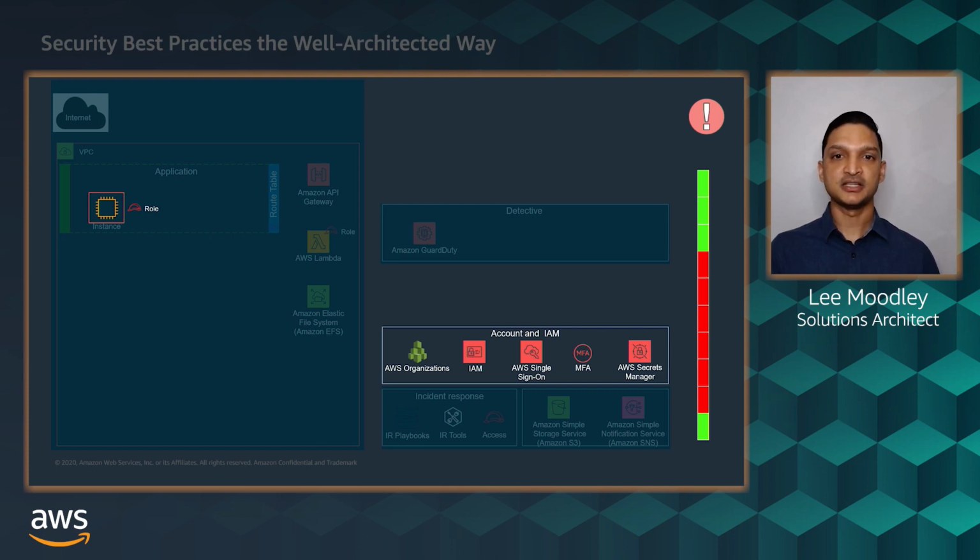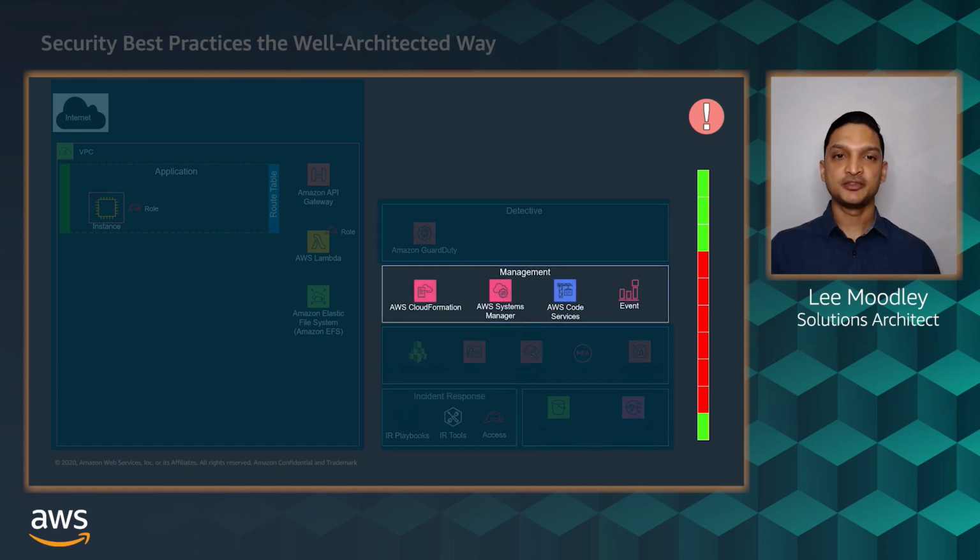I've enabled AWS Organizations to create policies and permission boundaries. We've got IAM with assume roles on our EC2 instance, SSO and MFA to provide single user access as well as multi-factor authentication. And these are the first three questions of the security pillar of the Well-Architected Framework that we've now taken into consideration and have fewer high-risk indicators in our architecture.